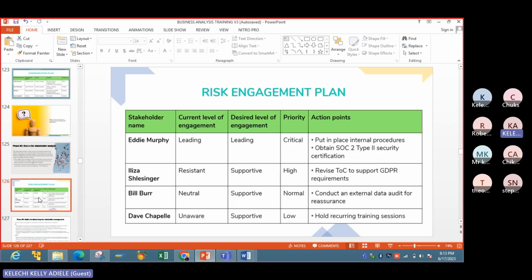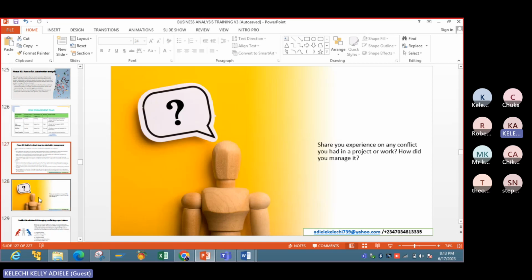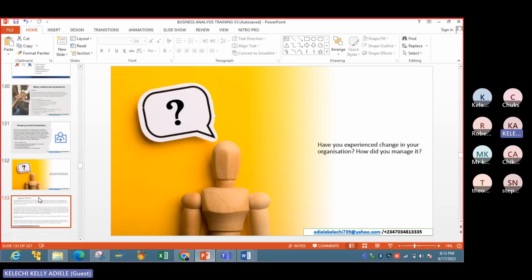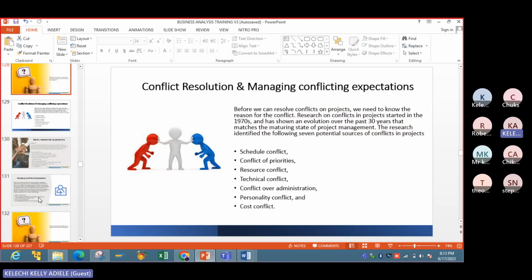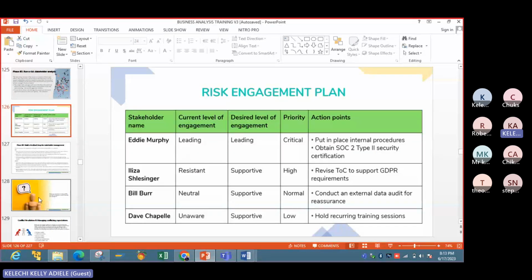So we have an engagement plan, the risk engagement plan. We're almost at the end. We need to wrap up. So that's why I said, when you join projects, there is a need to do all these things, but most people in the industry don't do them, and you see them having a lot of issues in projects.